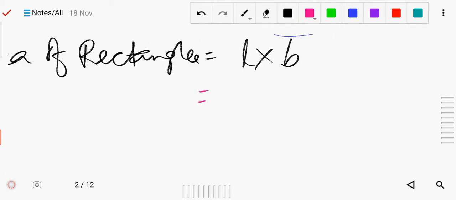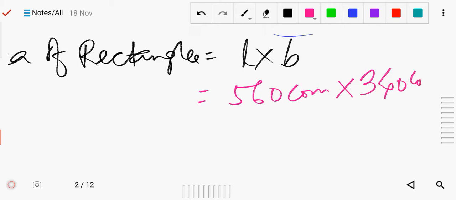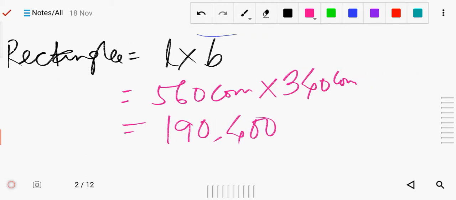So write here 560 centimeter into B's value, we got 340 centimeter. So now you can multiply these two. Whenever you multiply, you will get this value. And this is centimeter square, because we are finding area, and centimeter and centimeter will be multiplied, so it will be centimeter square.